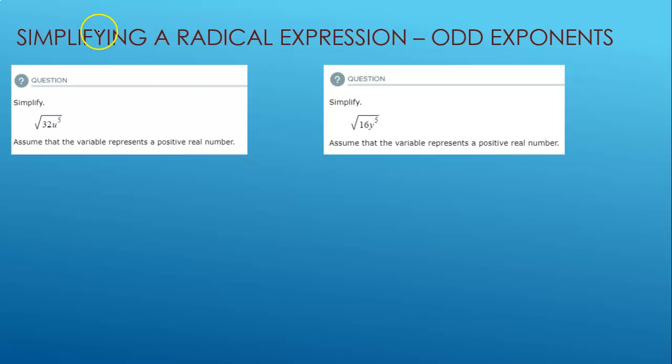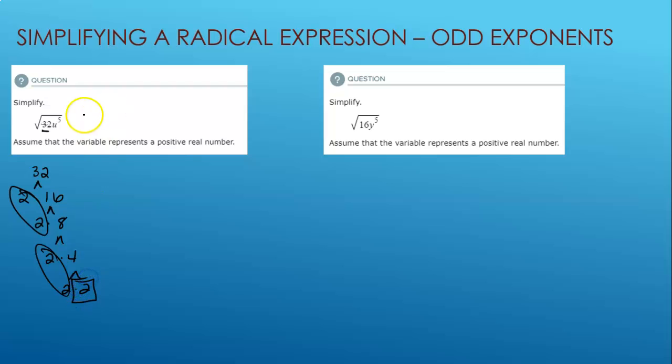Now, what if we have odd exponents? The number we take care of the same way. So we're going to do 32. 32 is not a perfect square. It is divisible by 2. 2 times 16. 16 is 2 times 8. 8 is 2 times 4. And 4 is 2 times 2. So now we're looking for the pairs of 2's. There's a pair and there's a pair.